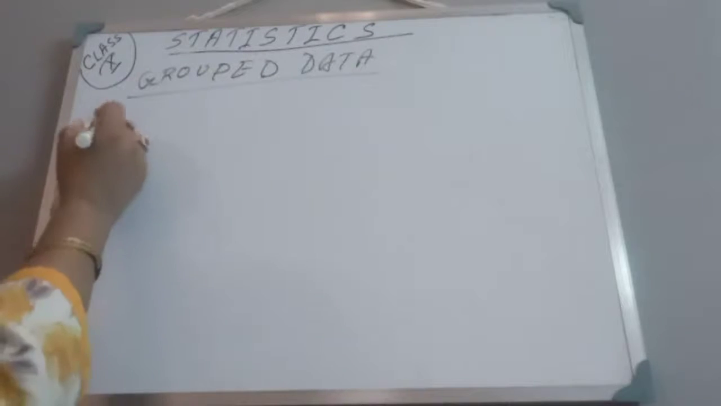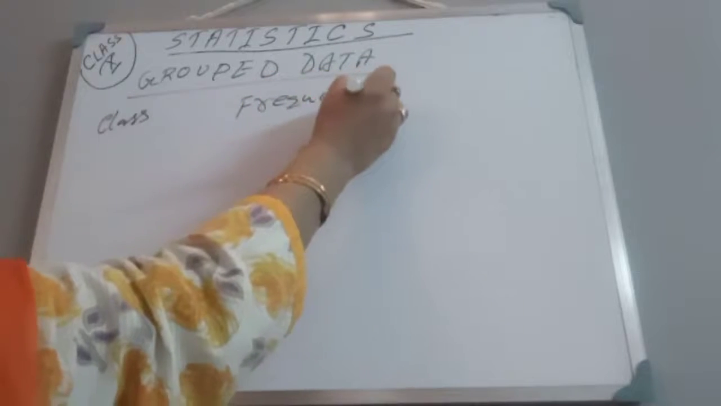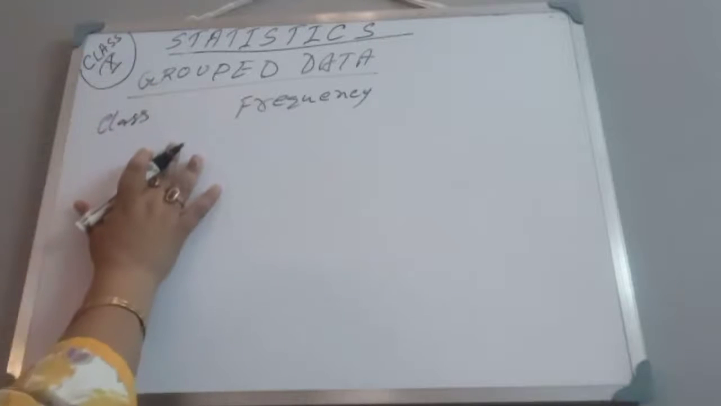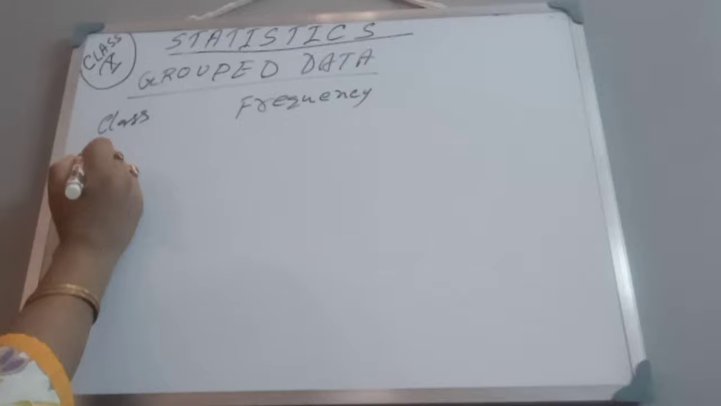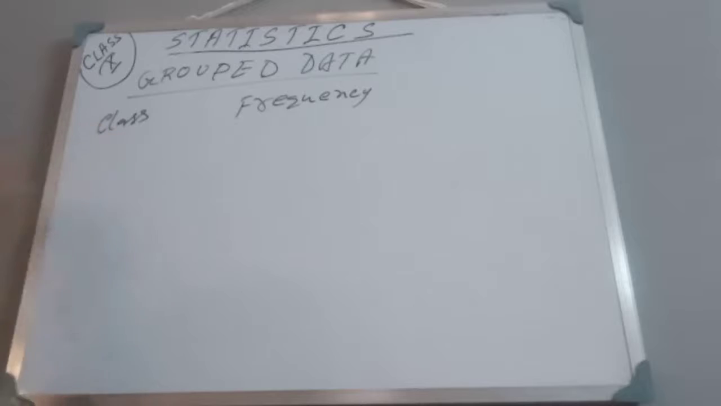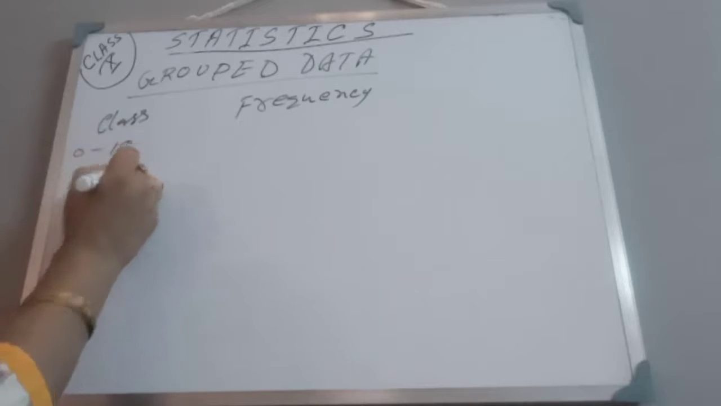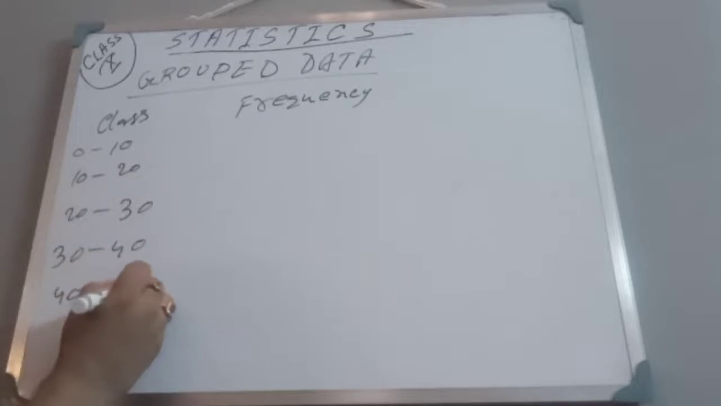Grouped data means when the class will be there, then frequency. If we can arrange the data in classes and frequencies, then these data are known as grouped data. Say in a class there are 50 children. We can write the 50 children in 5 groups. That means in each group we can write 0 to 10, 10 to 20, 20 to 30, 30 to 40, 40 to 50.